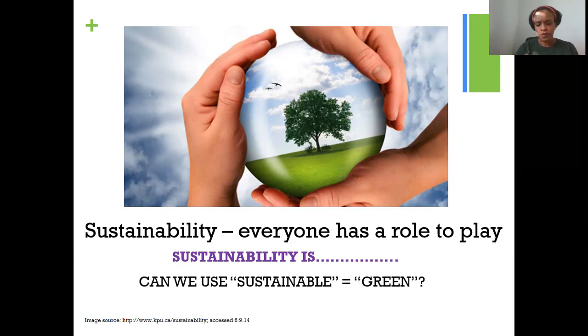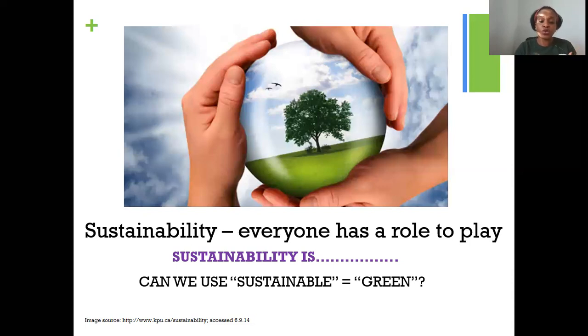Also, another question I'd like to ask is, do you think that the term sustainable can be used interchangeably with the word green? In other words, does sustainable equal green? Does sustainable mean the same thing as green? Take note of your answer, yes or no, and why? Because we will be having this conversation for the first part of this lecture.